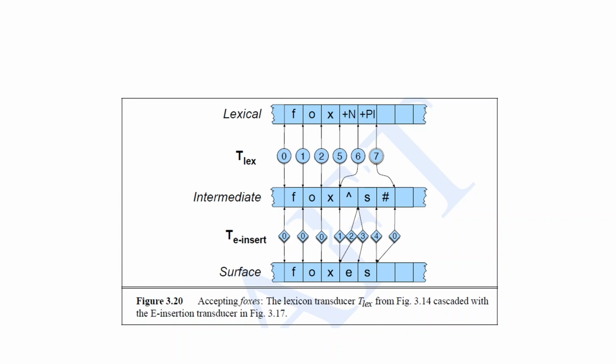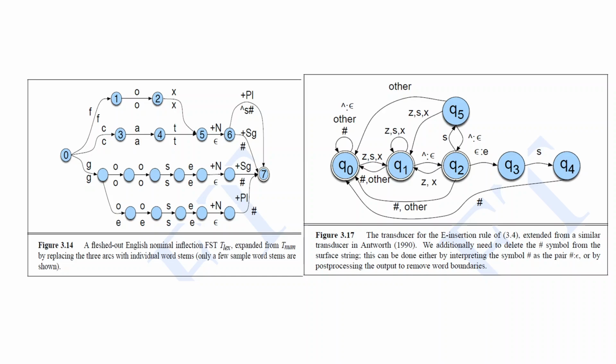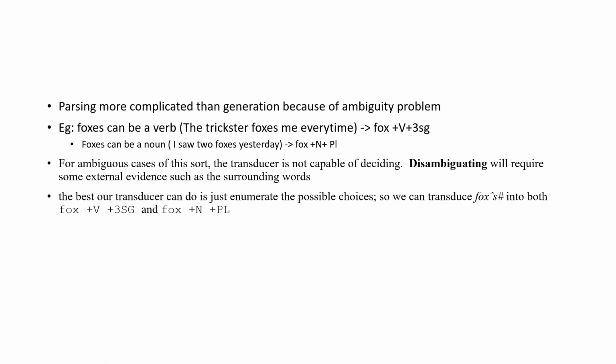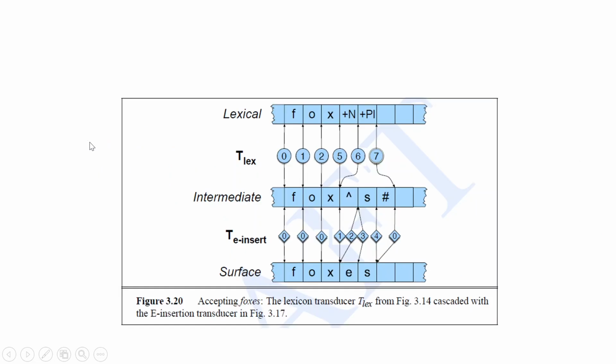Now, we talked about generation of the surface symbols from the lexical input. The reverse is also possible with the same morphological parser, but the reverse is a little more complicated to understand, because parsing is more complicated than generation because of the ambiguity problem. You can have ambiguities. Suppose you are reading foxes. Foxes is the example which we saw here.